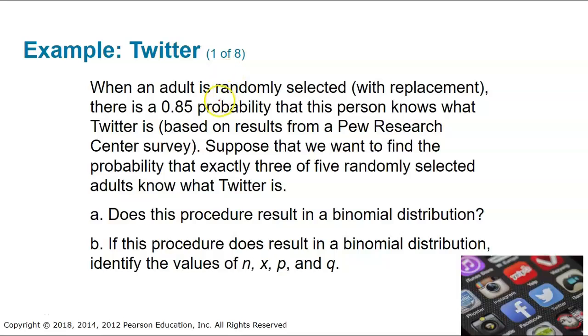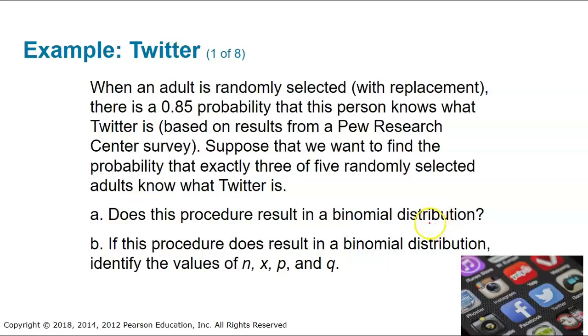Okay, so here's an example that I want to go through. When an adult is randomly selected with replacement, there is a 0.85 probability that this person knows what Twitter is based on results from a Pew Research Center survey. Suppose that we want to find the probability that exactly 3 of the 5 randomly selected adults know what Twitter is. So the first thing we want to do is answer the question, does the procedure result in a binomial distribution?